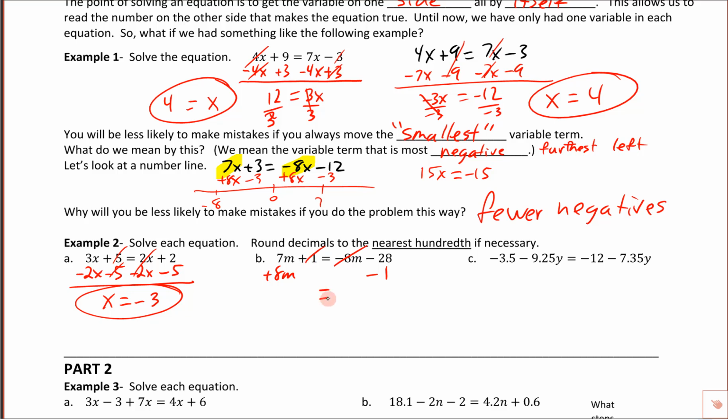So we end up with, I'll put the equal sign here, 15m on this side, and then negative 29 on that side. We're going to get rid of the multiplying by 15 by dividing both sides by 15.